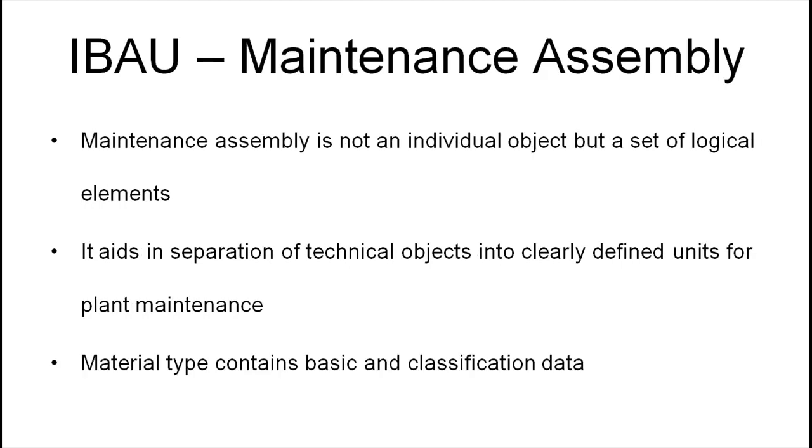IBAU maintenance assembly is not an individual object but a set of logical elements. It aids in separation of technical objects into clearly defined units for plant maintenance. The material type contains basic and classification data. For example, in a car assembly, the car is a technical object while the engine, transmission, axles and others are maintenance assemblies.